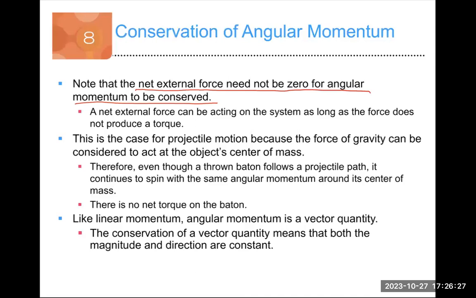Like linear momentum, angular momentum is also a vector quantity. So whenever you have conservation of a vector quantity, that means both your magnitude and direction are constant. Okay, let's look at another problem we have here.